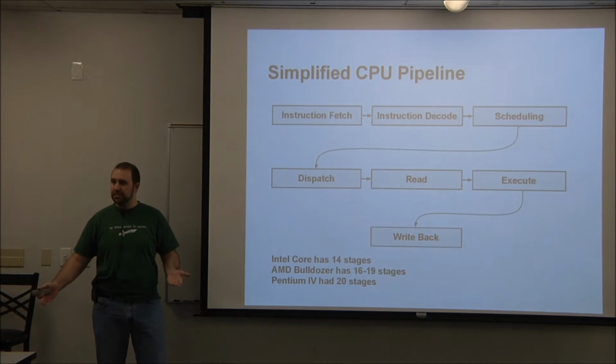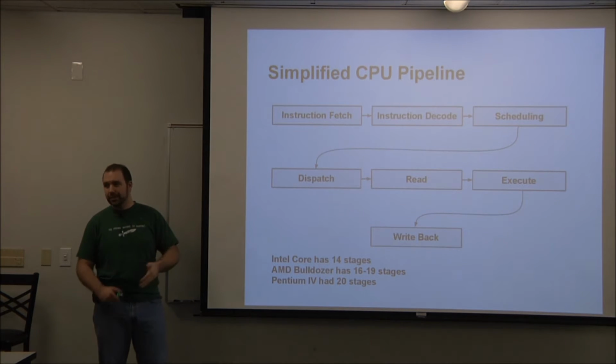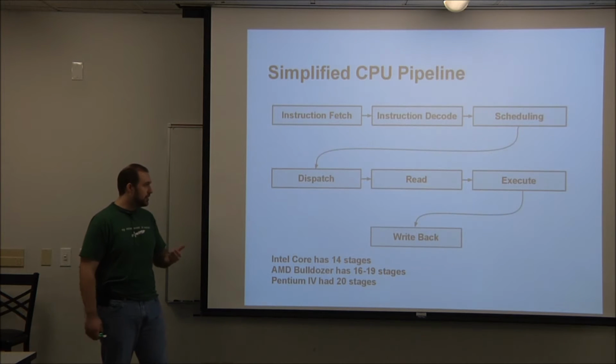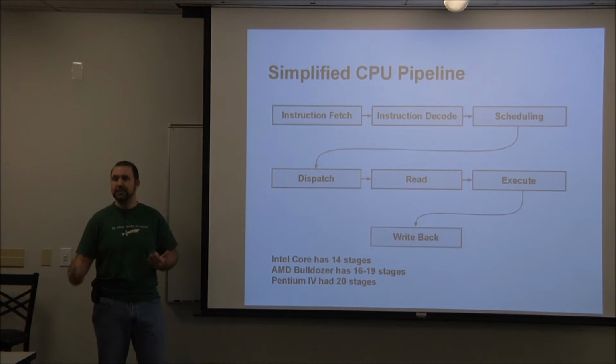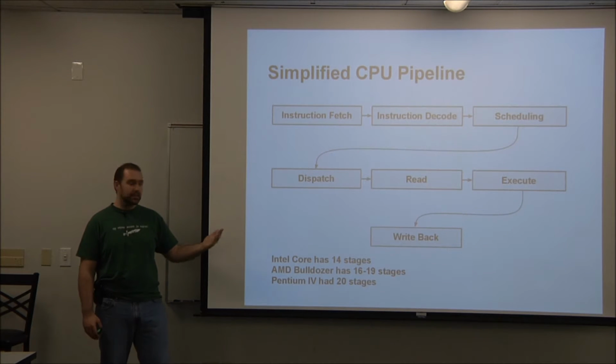If you've got a list of instructions that your program is compiled into, the CPU is going to fetch the instruction, decode it to figure out what it is. It's going to figure out when it can execute the instruction. It's going to dispatch it to the actual execution units. It's going to read that. It's going to execute it. And then finally, it's going to write back the result.